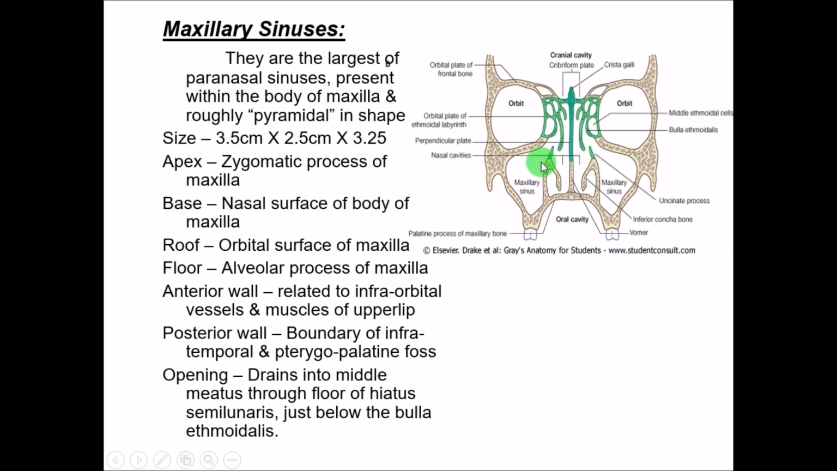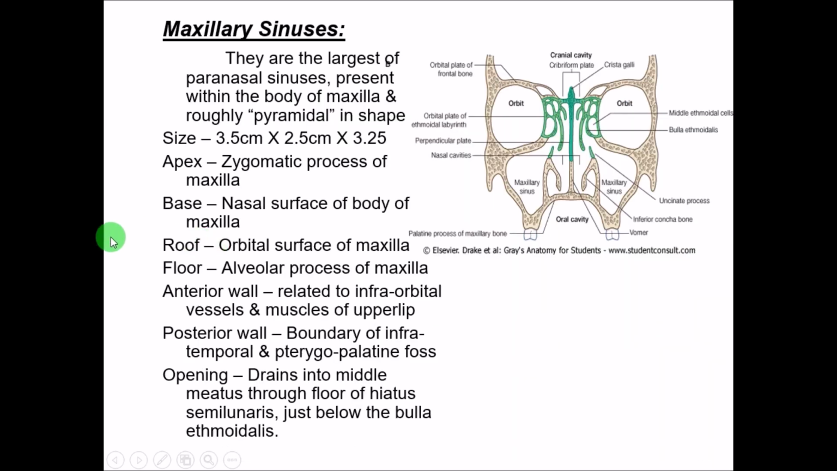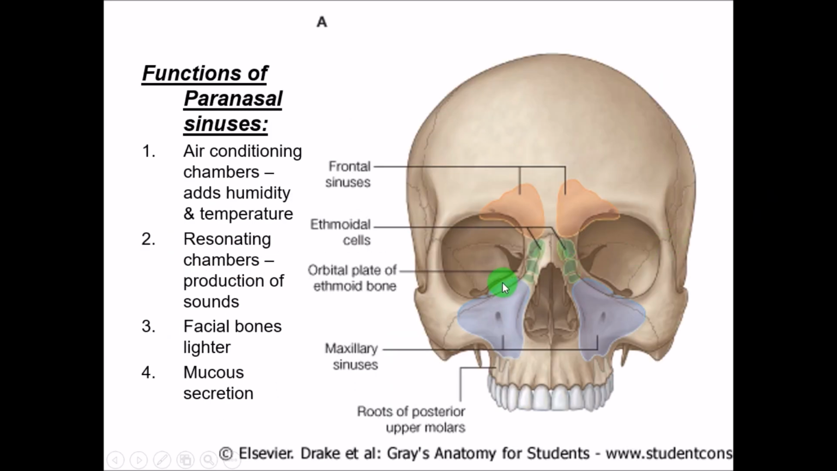Then the base is toward the nasal surface of the body of the maxilla. So the base will be here toward the nasal cavity, the nasal surface of the body of the maxilla. Here is the apex and here is the base. So here you can appreciate this is the apex and the base is toward the nasal cavity. Then the roof is toward the orbital surface of the maxilla, which will be forming the roof.